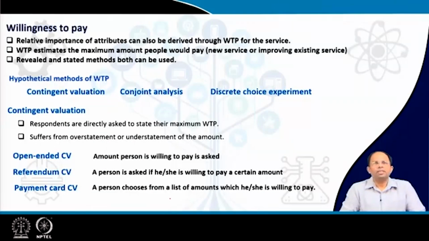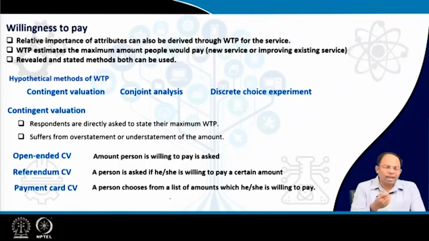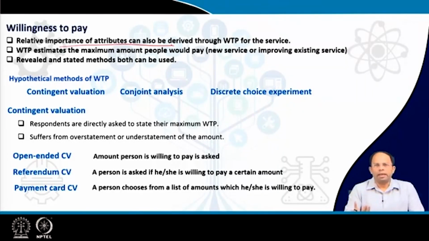Next, coming to willingness to pay. Once we have determined the relative priority of different attributes for a service, we can also look into the willingness to pay by people, right? So willingness to pay can also determine the relative importance of attributes. Why? Because if you are willing to pay for a certain thing, then of course that means you are giving more importance to that. For other things we are not willing to pay, so that is not important.